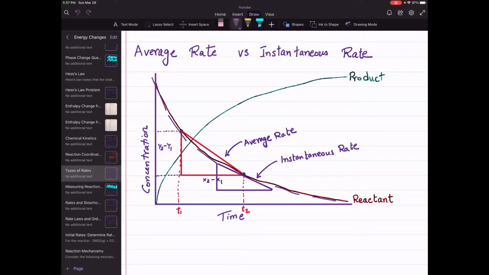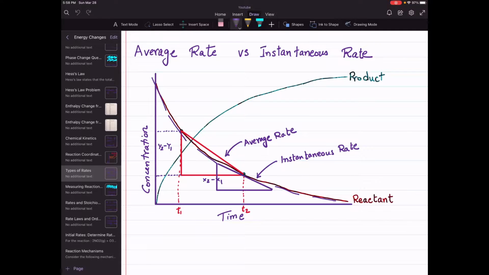Okay, so in other words, initially the reaction is very fast. As you progress, the reaction slows down. So the reaction does not run at the same speed throughout the whole process. It changes rate. It slows down. The rate at which the reactants are converting into products slows down as the reaction progresses.